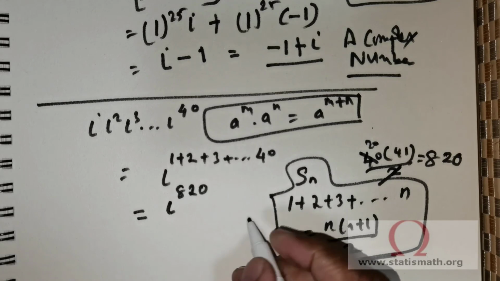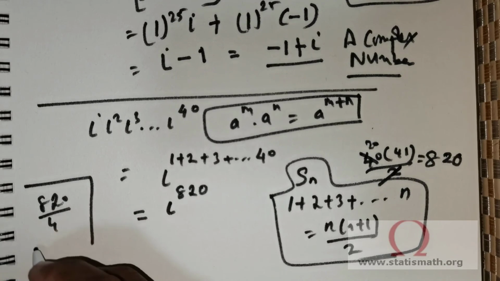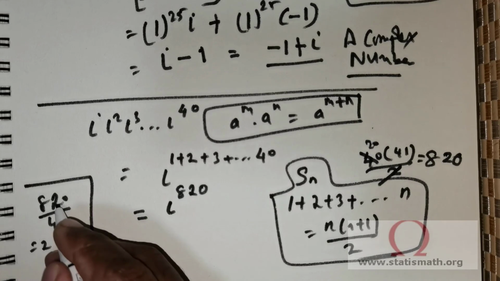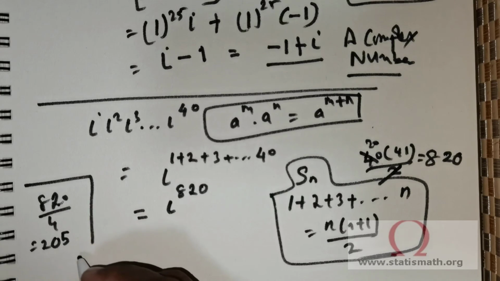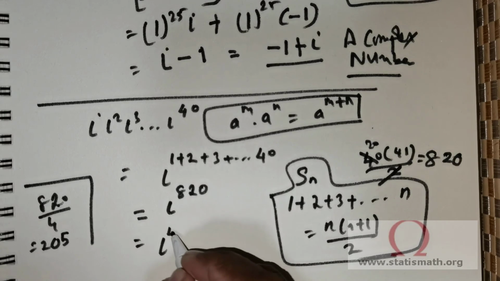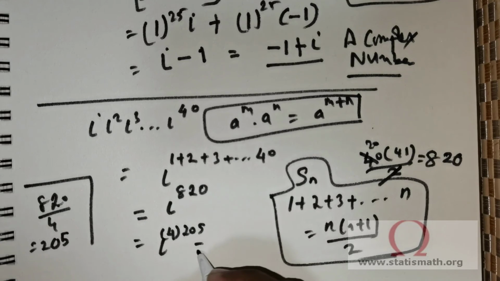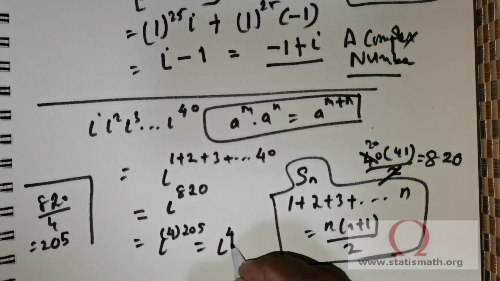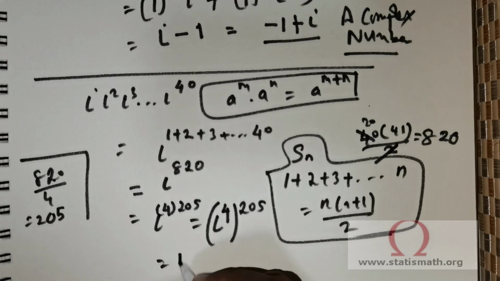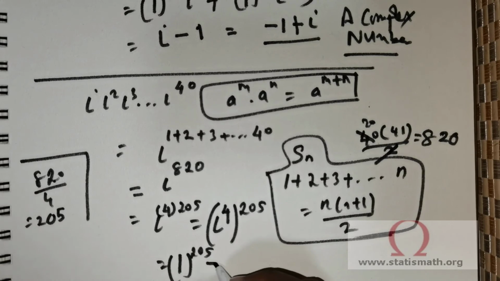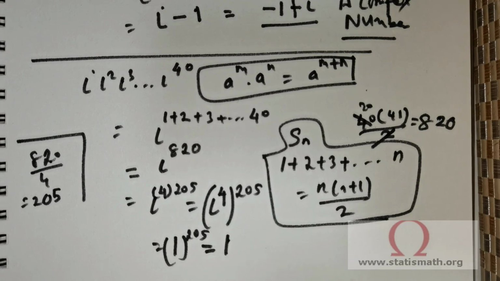Now I can use 4 and try to divide 820 by 4. 4 divides 8 two times, 4 twos are 8, 4 doesn't divide 2, so 0. 4 divides 20, it's going to be 5 times. So I can rewrite this as i raised to the power 4 times 205, which is going to be i raised to the power 4, raised to the power 205. i raised to the power 4 is equal to 1, that's going to be raised to the power 205, which is equal to 1. So that is the solution to this question.